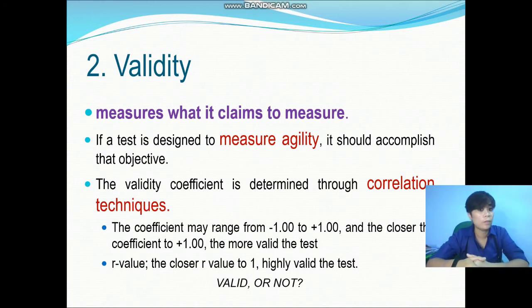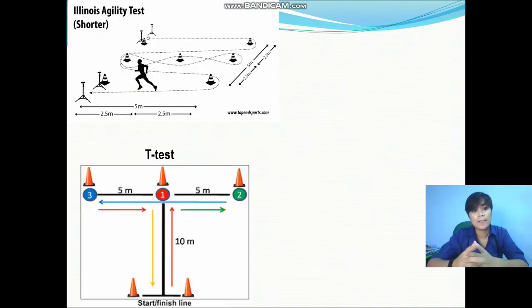So how do we know if it's valid or not? We have correlation techniques, the measurement in numbers. These are samples of various kinds of agility tests. There are a lot of agility tests. This type is the Illinois agility test.